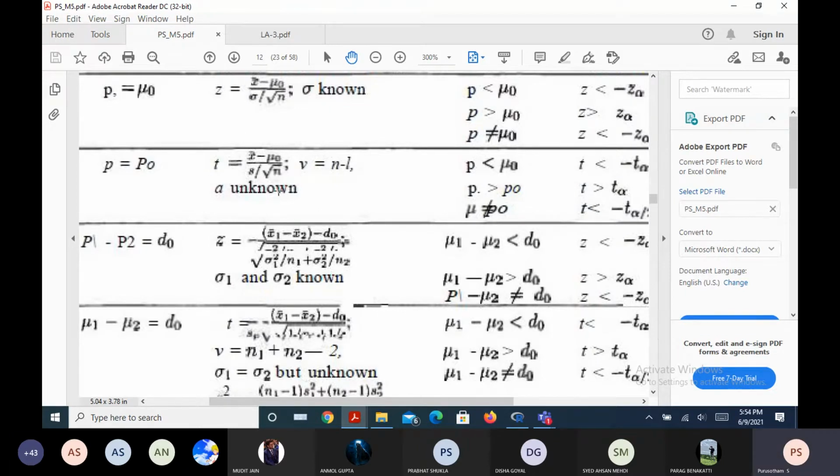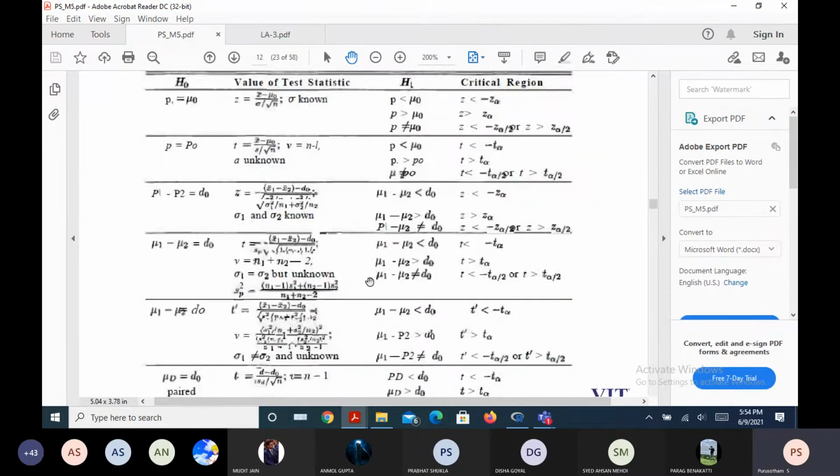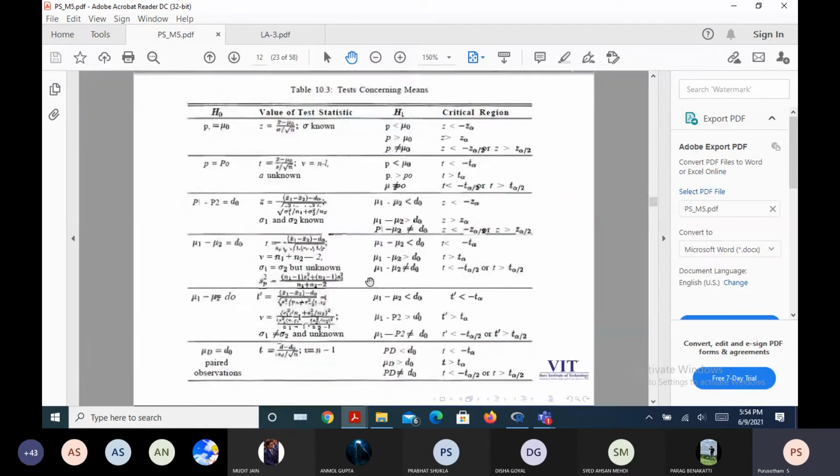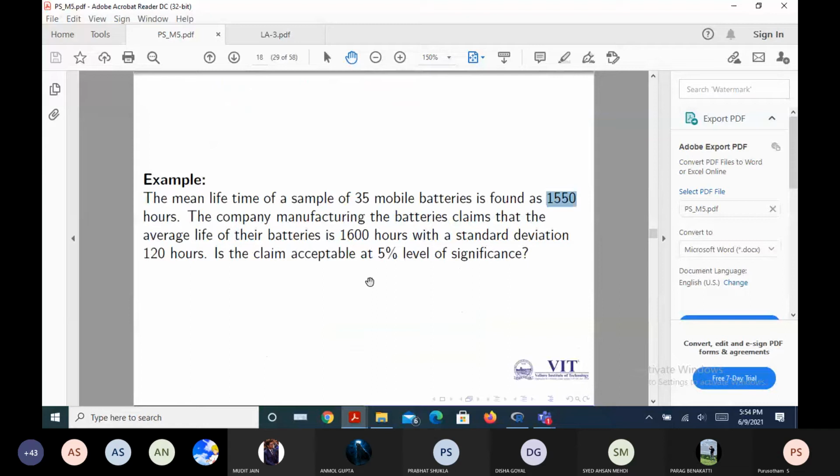This is going into the small sample test. So, sixth module. Now let us look at the steps involved in this question.